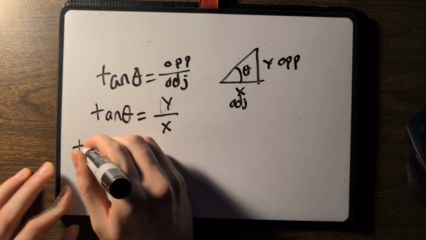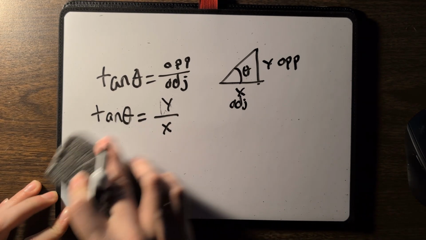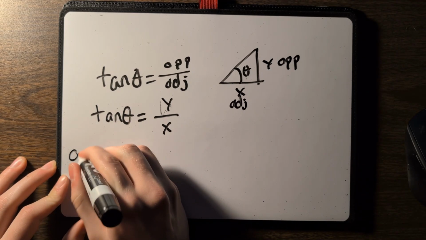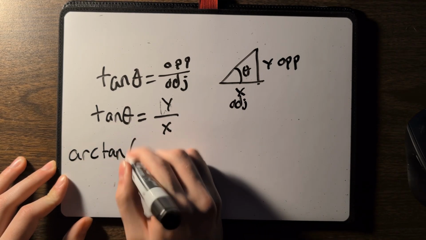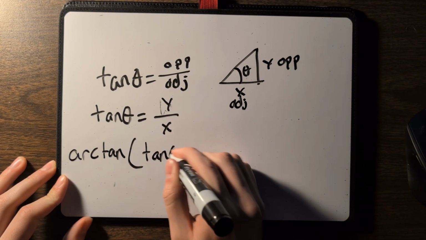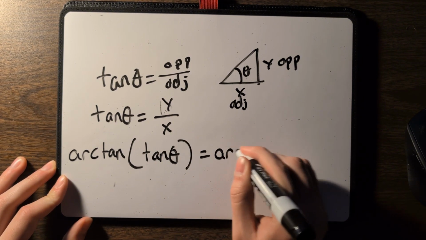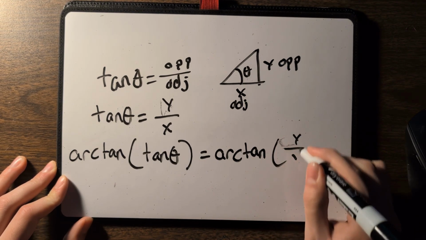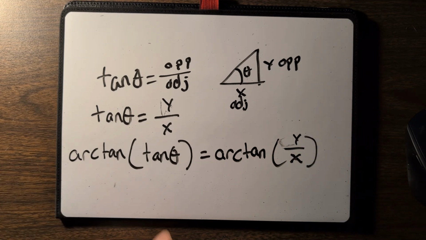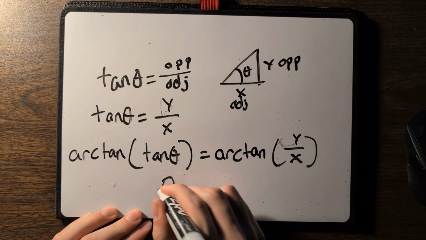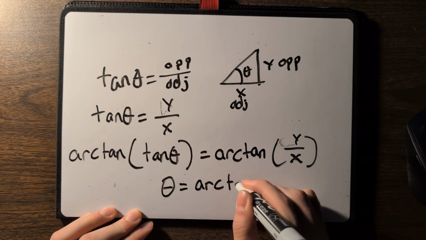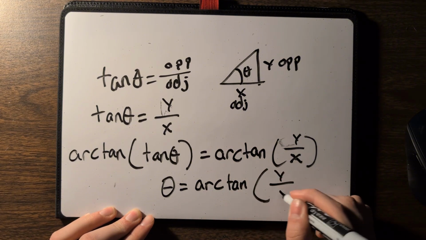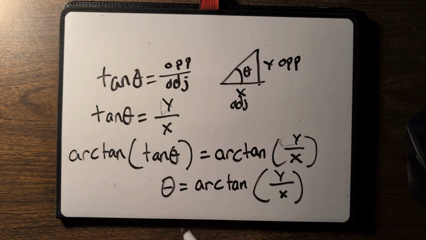If we do that, it's commonly known as arctangent. So if I take the arctangent of tangent theta and the arctangent of y over x, well, this arctangent is going to cancel out this tangent. So really, we're just getting theta equals arctangent of y over x. And this is how we solve for theta, our angle.